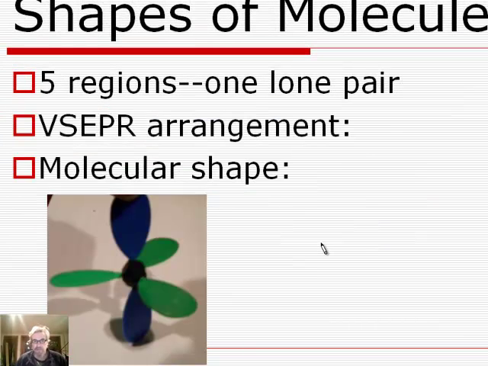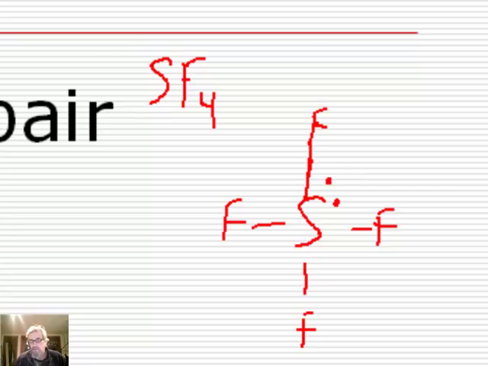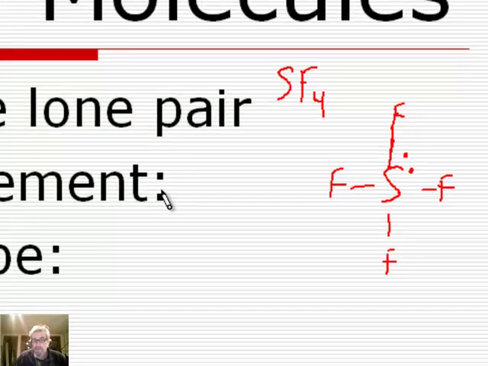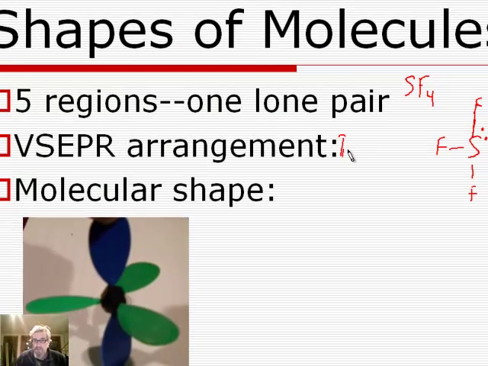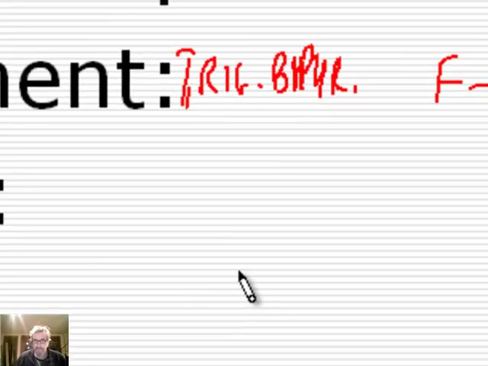Now let's take a look at 5 regions of electron density with 1 lone pair. An example of this would be sulfur tetrafluoride. If you draw the Lewis structure for sulfur tetrafluoride, again, I'm going to leave the lone pairs off of the outside fluorines. This is what you end up having to do. You have to have an extra pair of electrons in the central atom. It's an expanded octet. Well, you've got 5 regions of electron density, 4 bonds and 1 lone pair. So that means our VSEPR arrangement is going to be trigonal bipyramidal. But the molecular shape isn't.